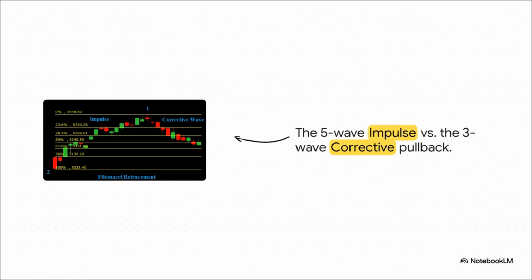This setup brilliantly illustrates the whole dynamic. Notice how the impulse wave drives forcefully upward, creating these higher highs across 5 very distinct subwaves. But then look at the reaction. That corrective wave is clearly retracing that hard-earned progress, forming this sort of jagged, downward zigzag. It's essentially a visual representation of the market taking a deep breath and, frankly, shaking out the weak hands before it decides on its next major move.